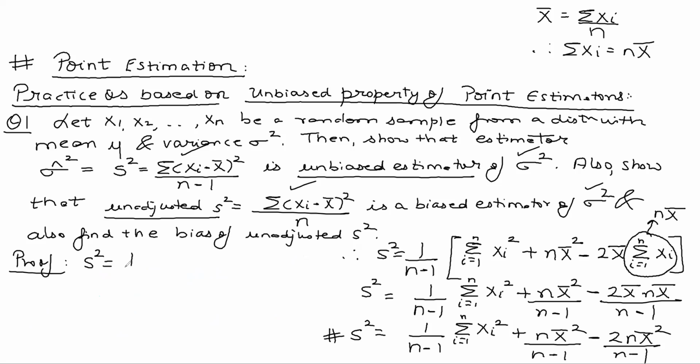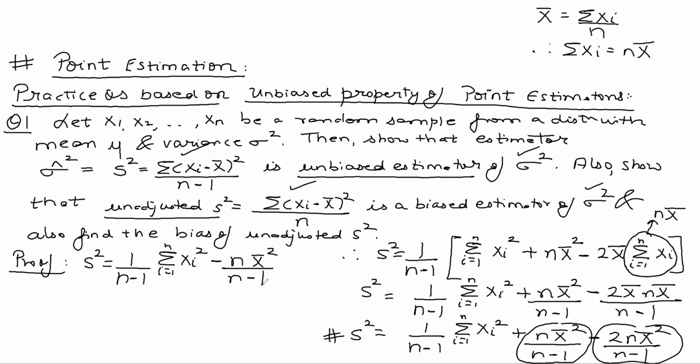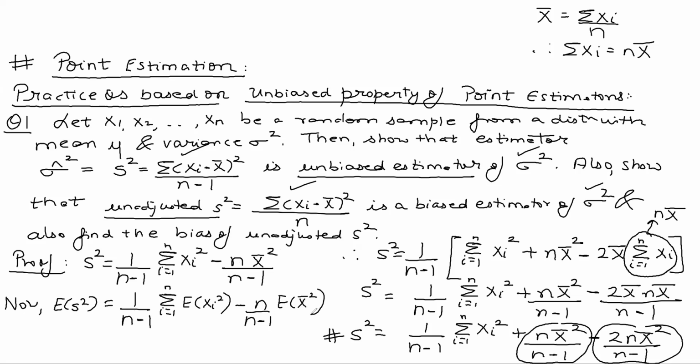Therefore, my s square is 1 upon n minus 1 times summation as i goes on from 1 to n xi square. And this term minus this term will make it minus n x bar square upon n minus 1. Now I can take expected value of s square as 1 upon n minus 1 times summation as i goes on from 1 to n expected value of xi square minus n upon n minus 1 times expected value of x bar square.